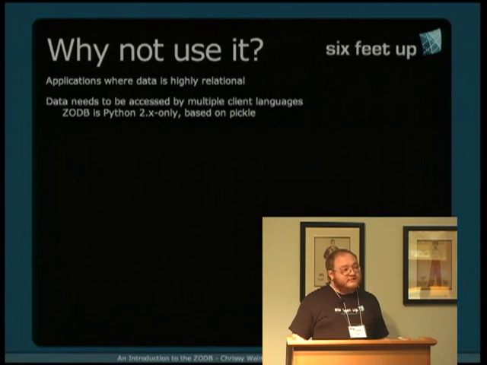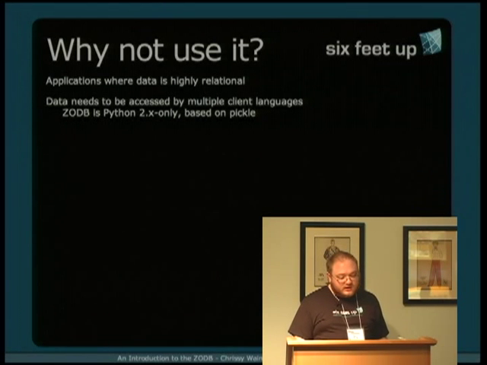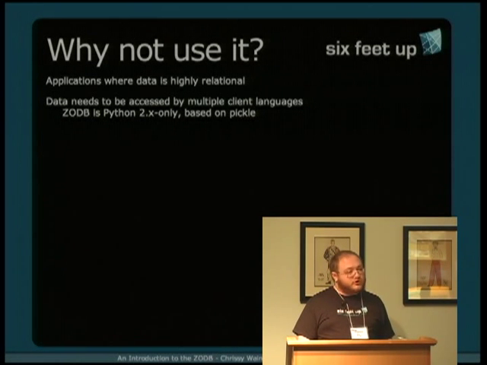But you might not use it in all cases. So it's not a good fit when you've got data that's really highly relational, where you might have a lot of many-to-many relationships that are just inherent in the data. Also, if your data needs to be accessed by more than one language, like if you need to access it directly from Ruby and Python and Java, this won't be a good fit, because everything that is stored is a Python pickle representation. And currently it is only on Python 2.x. 2.7 does work, but Python 3 is not supported yet.